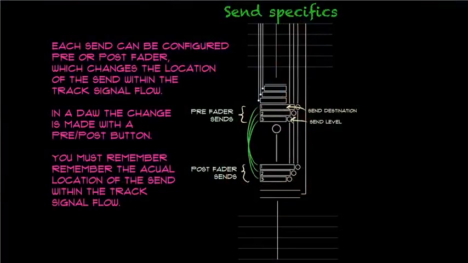We call these two different locations pre-fader and post-fader sends, and they have two very different uses. Again, the level of a pre-fader send is totally independent of the track fader. But a post-fader send is dependent on the track fader, meaning if I change the level of the fader, it's also going to change the amount that's going to that send.